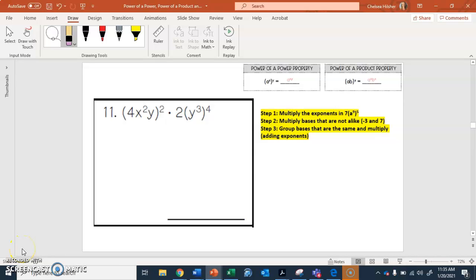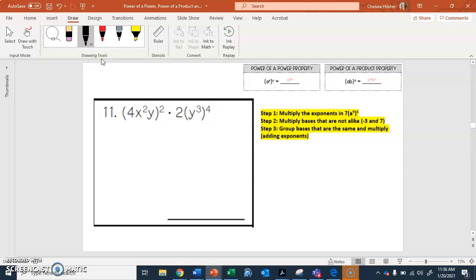Okay, with this example here, we have both the power of a power property happening, and we also have the power of a product property happening. So I'm actually going to begin right off the bat with the first part of our multiplication problem here. We have 4x squared y all raised to the power of 2.